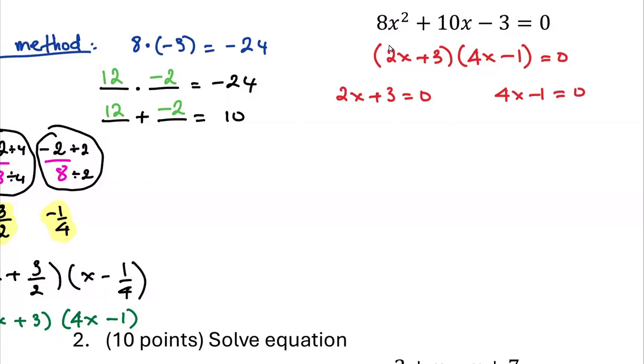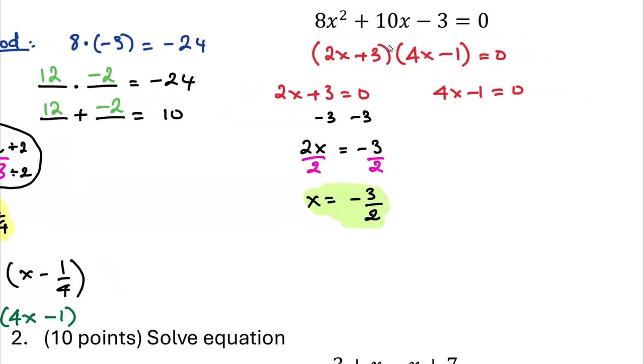You solve for each, subtracting 3. Then I get 2x equals -3, divided by 2. Then I get x equals -3 over 2. Okay, that is one answer. Let me highlight it. And the other one, add 1 both sides. I get 4x equals 1, divided by 4 both sides. I end up with x equals 1 over 4. That is the second solution.